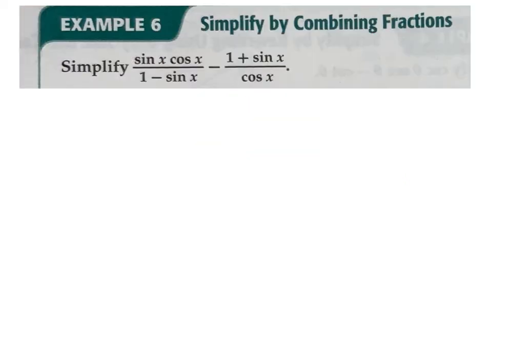So, combining fractions. We've done this, but not with something quite as complicated. When you look at this, changing everything to sine and cosine doesn't help because everything already is sine and cosine. So we are going to look at getting a common denominator here. My common denominator would be a combination of the 1 minus sine x and the cosine x, those two together. So my denominator here is going to be 1 minus sine of x times the cosine of x.